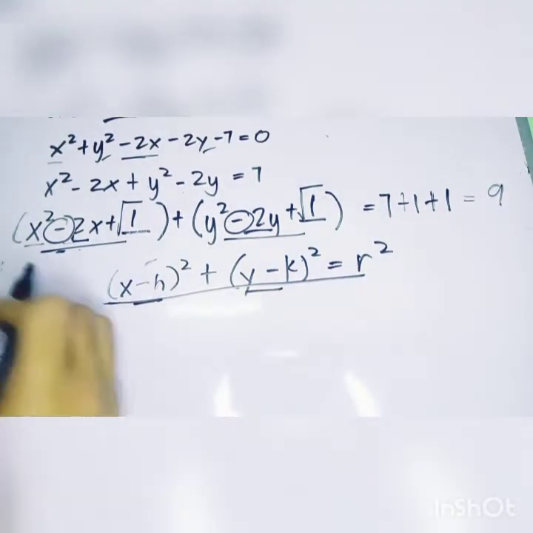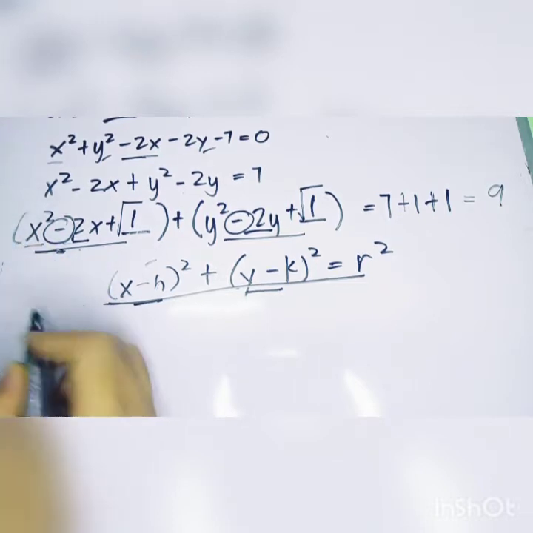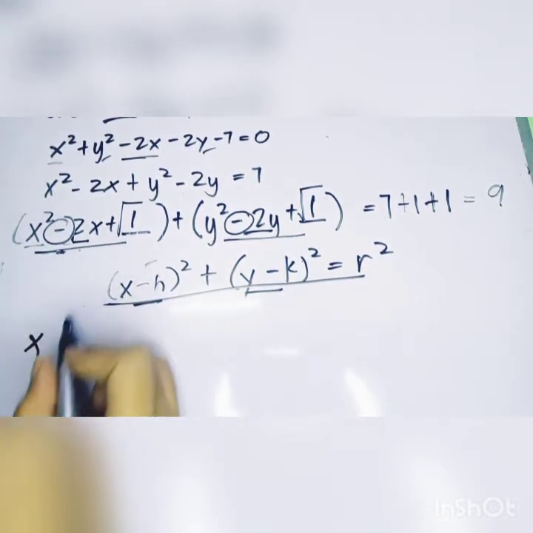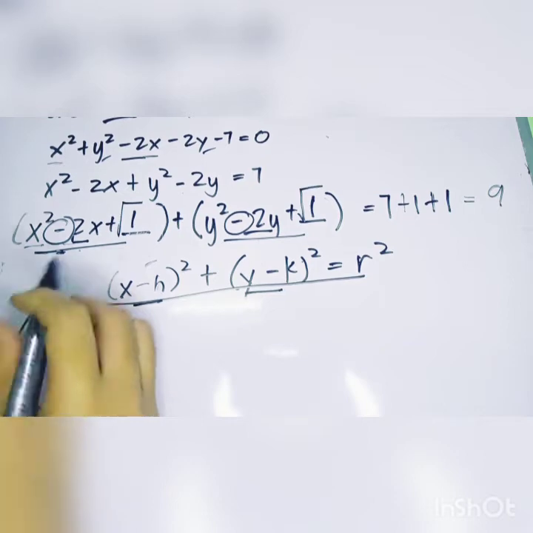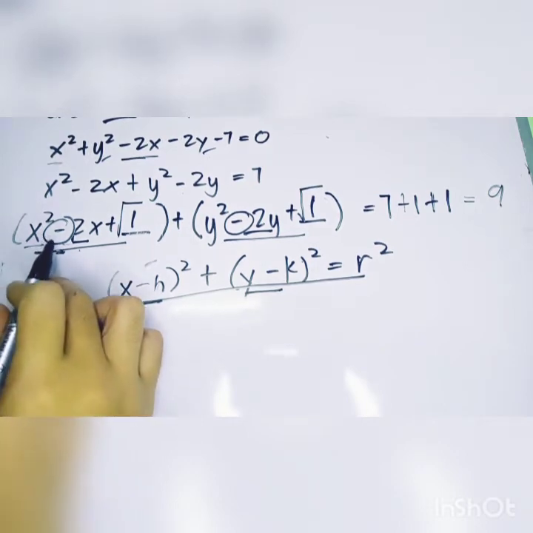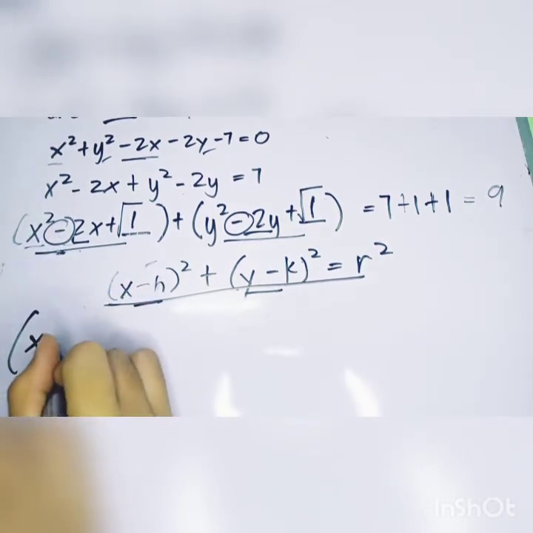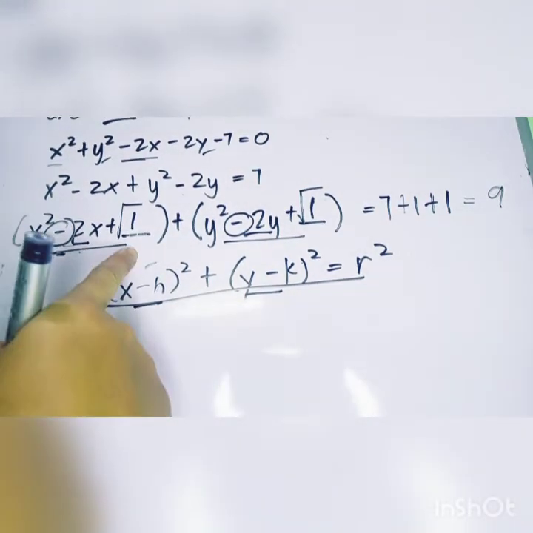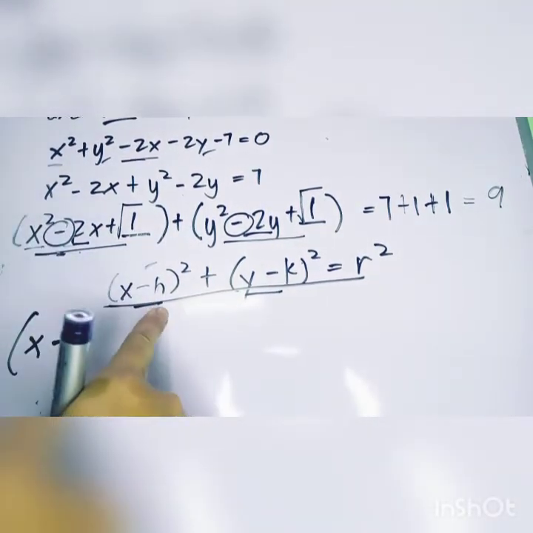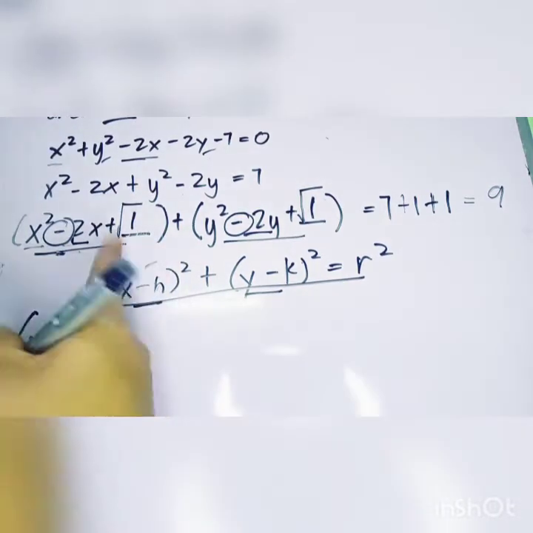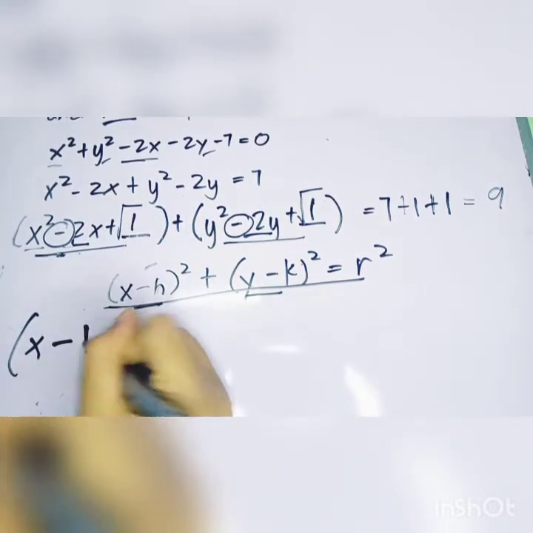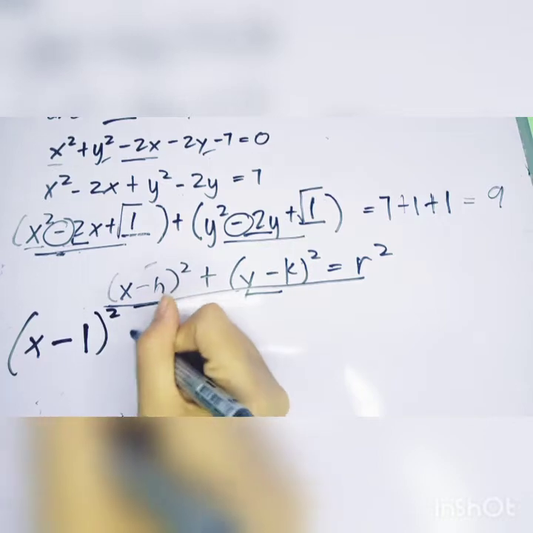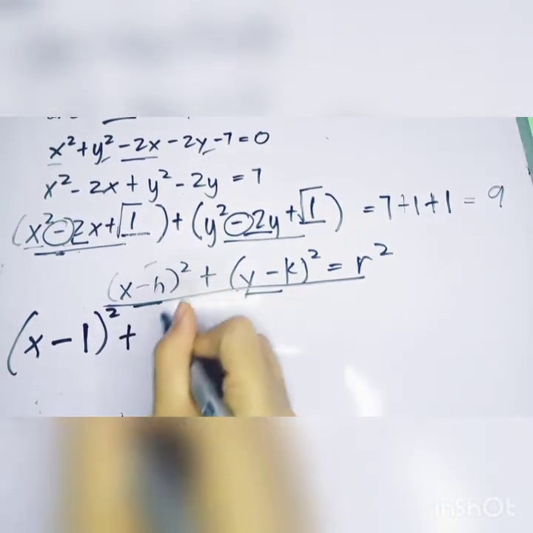So, for this first expression, we have x. So, copy the variable. And then, for the sign, copy the middle sign here. Okay, so, kukopyahin niyo yung middle sign. We have negative, so kukopyahin natin. And then, for the value of the h, we have to square the third term. So, square root of 1 is 1. Okay, and then squared, then copy the sign, plus quantity.